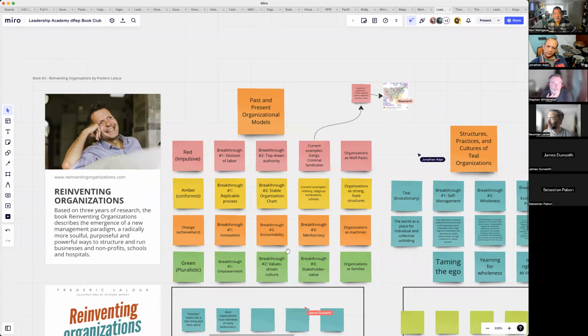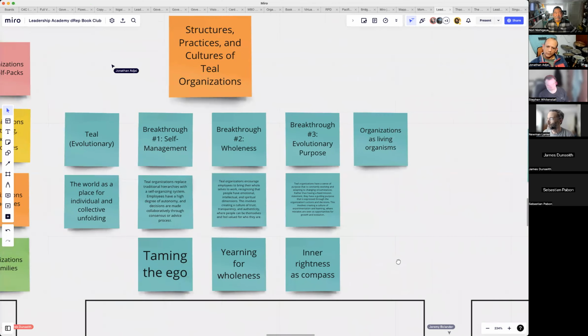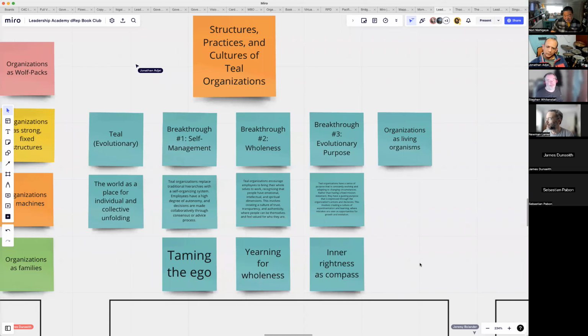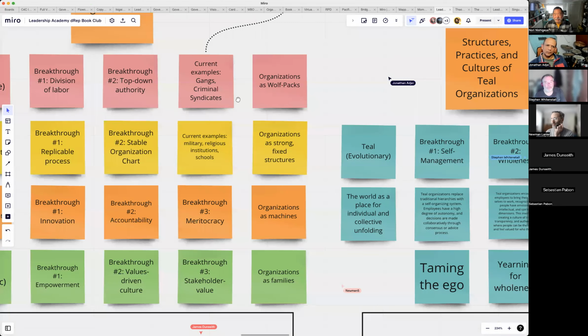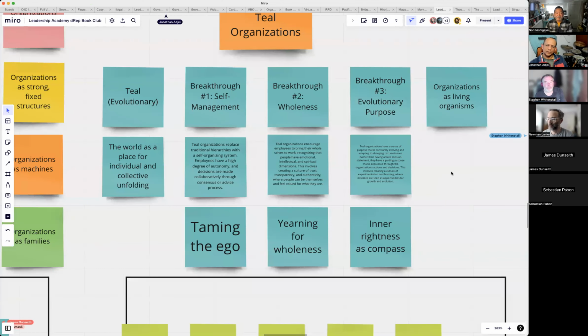All right, so moving on to the gist of the book, which is tracking and surfacing a new level that seems to be emerging right now. They're calling it Teal, or the evolutionary layer. And just as an aside, a lot of this is based on spiral dynamics and the integral theory model of Ken Wilber, all these levels and colors, and even the evolutionary, pluralistic, achievement, conformist, impulsive terminology comes from that. But Teal organizations are now starting to emerge, and they have three primary breakthroughs listed in the book.